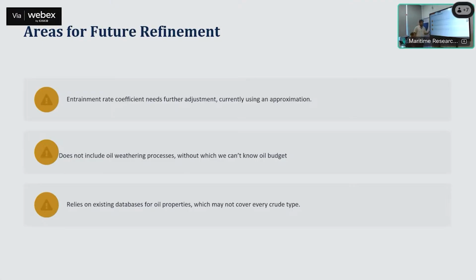And the database: sometimes you might not get certain properties of oil from the database. I didn't talk about databases. Basically, I'm pulling water velocity from CMEMS, Copernicus, I'm pulling wind velocities from ERA5, and I'm pulling the oil properties from NOAA's ADIOS database.